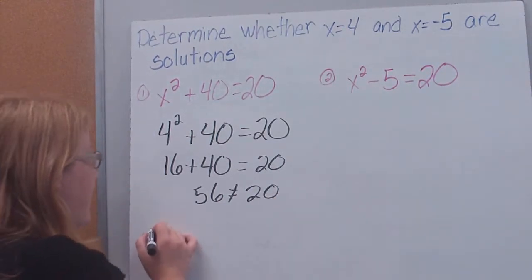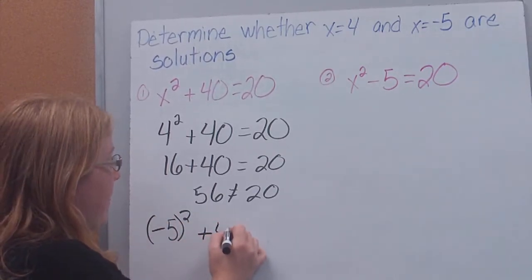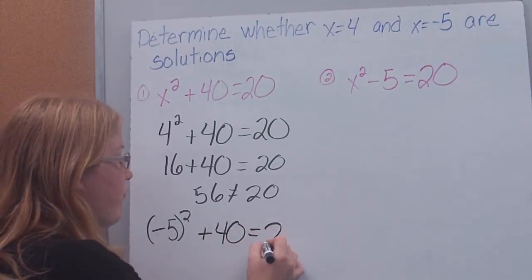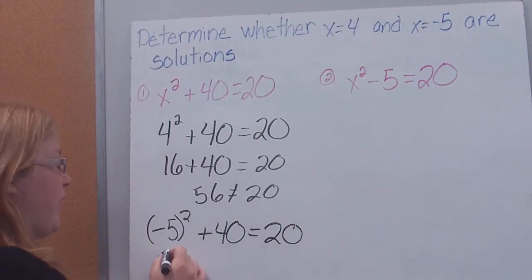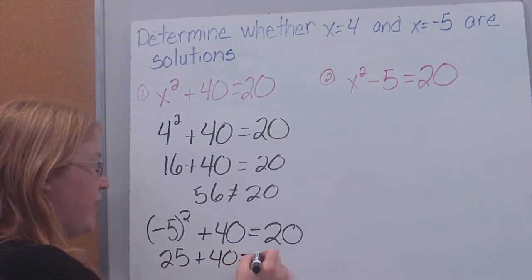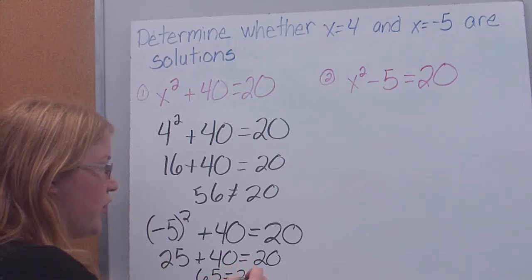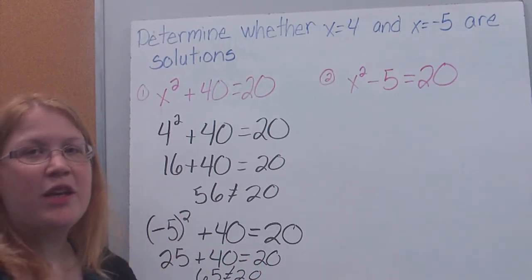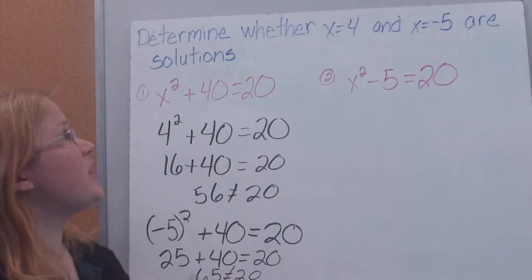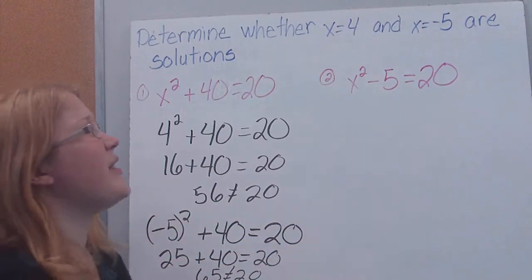So let's try negative 5. Negative 5 squared gives me a positive 25, plus 40. 25 plus 40 gives me 65, which also does not equal 20. So neither of these numbers is a solution to this first equation. So let's try the second one.